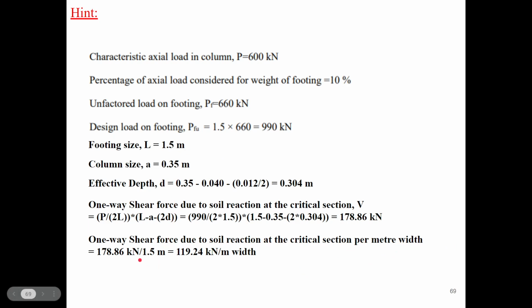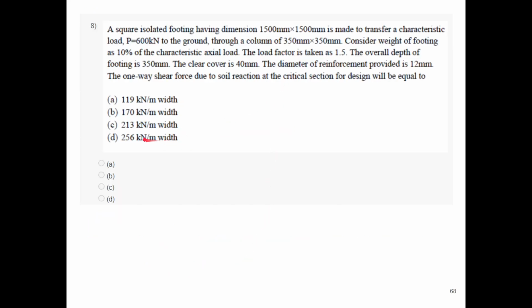Okay. So dividing this 178.86 kilonewton by 1.5 meter, we get it to be 119.24 kilonewton per meter width. So this is close to option A. As you can see, A, 119 kilonewton per meter width, will be the correct option.